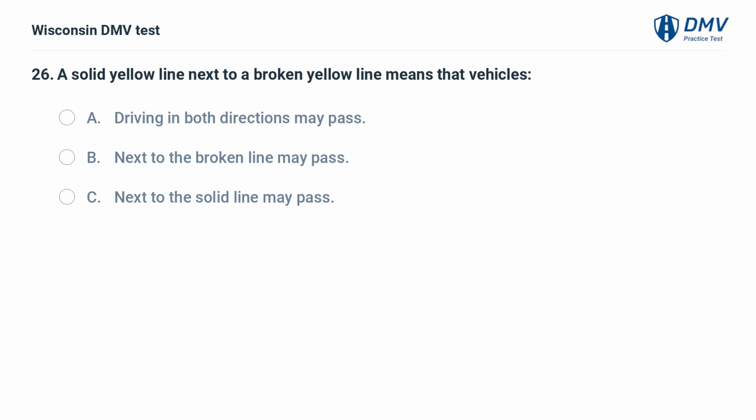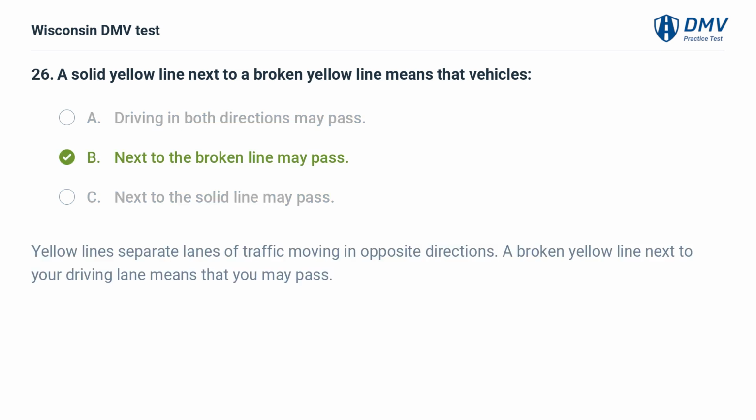A solid yellow line next to a broken yellow line means that vehicles A. Driving in both directions may pass. B. Next to the broken line may pass. C. Next to the solid line may pass. B. Next to the broken line may pass. Yellow lines separate lanes of traffic moving in opposite directions. A broken yellow line next to your driving lane means that you may pass.